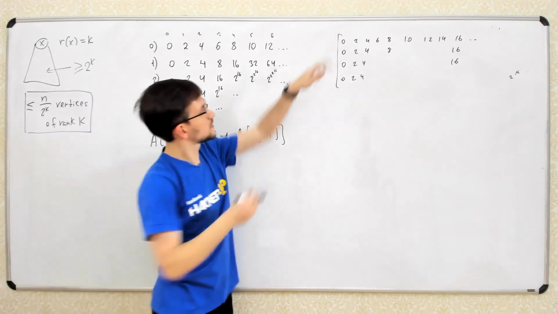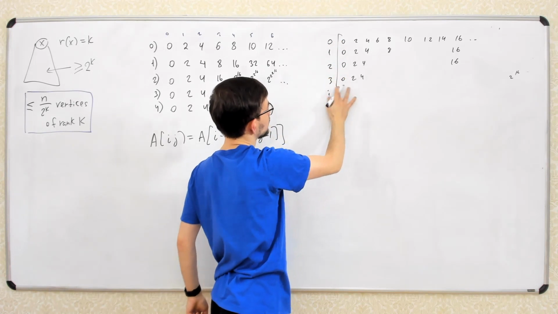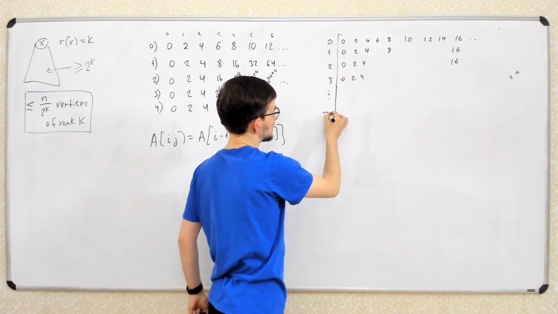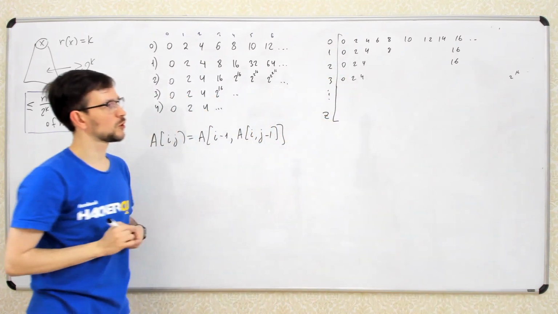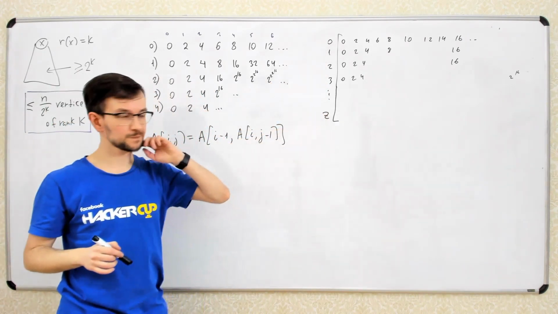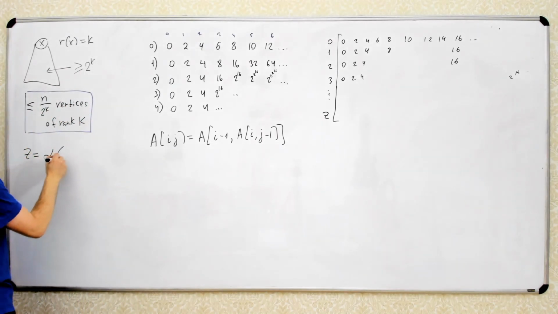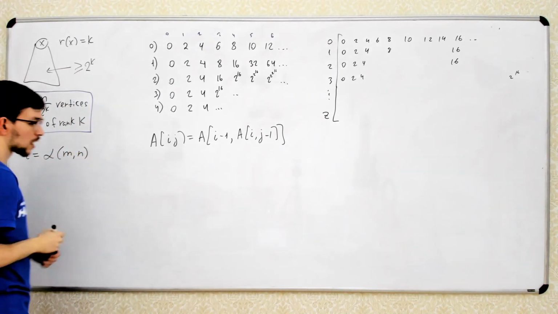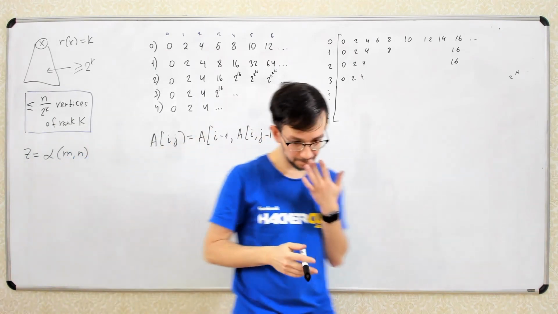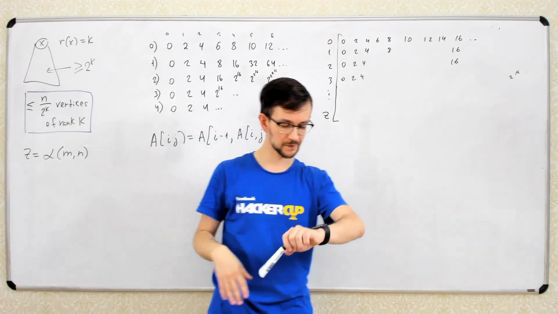So again, this is sequence 0, this is sequence 1, sequence 2, sequence 3, and so on. We will pick some number Z, and we will write Z such sequences. And Z will be equal to the inverse Ackermann function. So that will be the final time complexity. Spoilers.